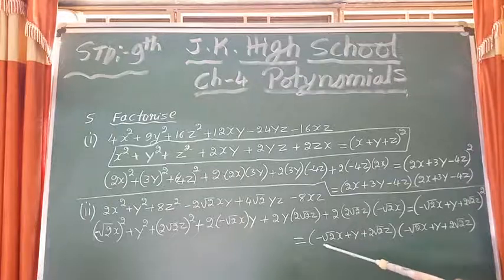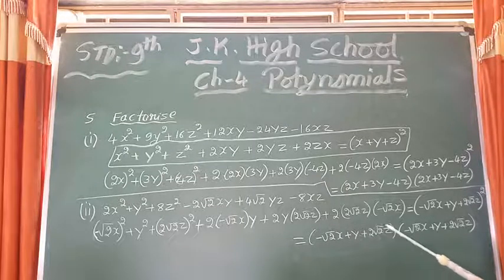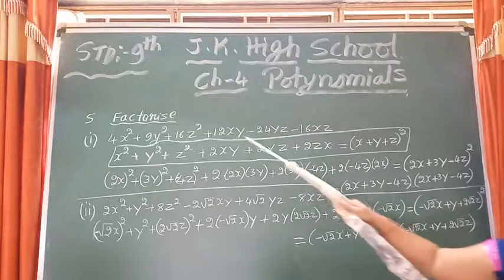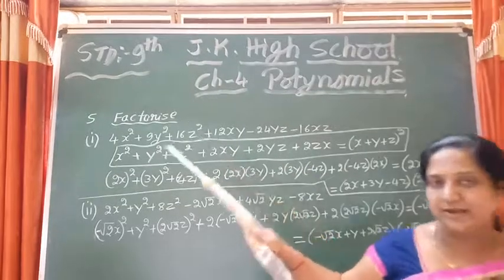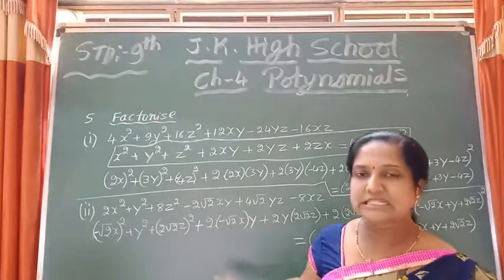So according to this question, (x − √2x + y + 2√z)(−√x + y + 2√z): these two are the factors of this expression. They asked us to factorize, and we have factorized using this identity.